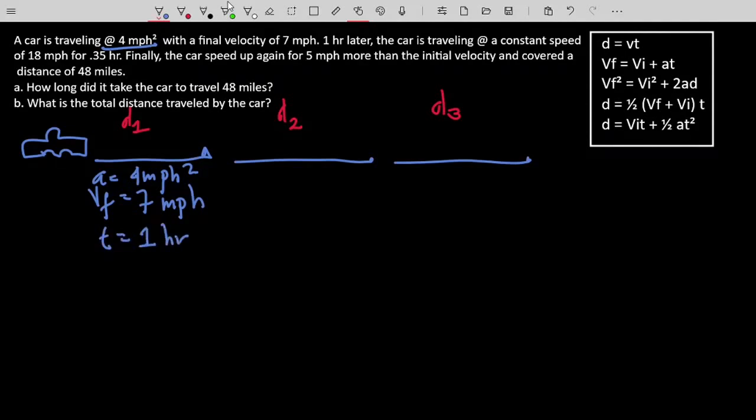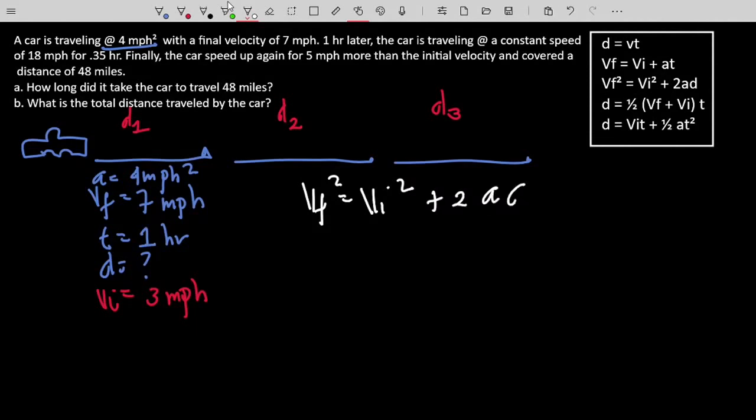Now let's try to identify the displacement. We could actually use these three formulas right here. But again, we do not yet have the value of the initial velocity, which is needed to be able to get the displacement. So therefore, let's first identify the initial velocity using this formula. Again, final velocity squared is equal to initial velocity squared plus 2 multiplied by acceleration and displacement.